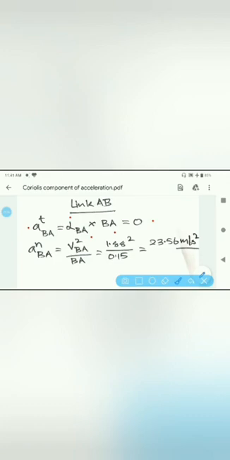Now regarding the normal component of acceleration, it is given by the formula v square by r, where v is the velocity of B relative to A that you can get from the velocity diagram, and then divide that by the length of the link. You get the value 23.56 meter per second square. To represent it in the acceleration diagram, it may be difficult, so you can divide this by a scale factor of 5.